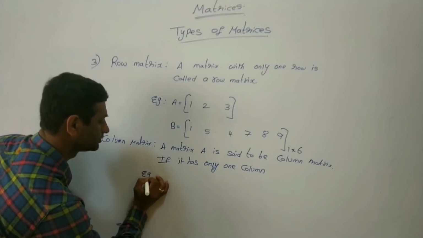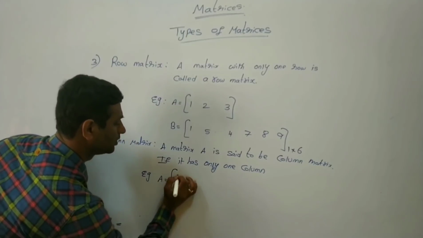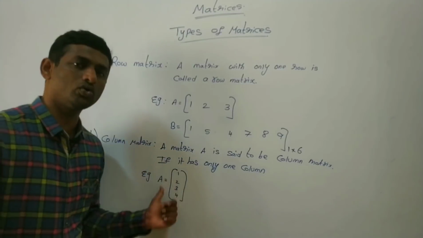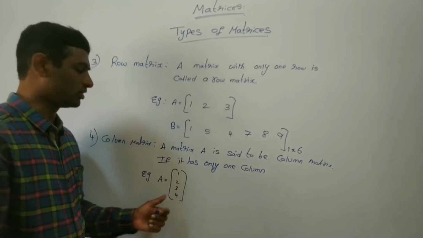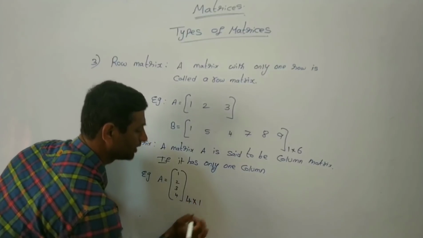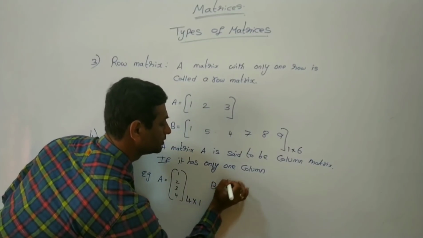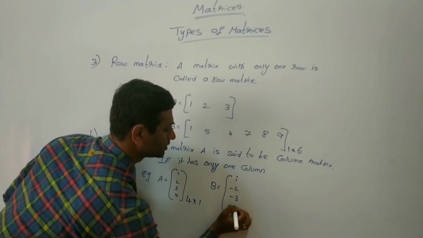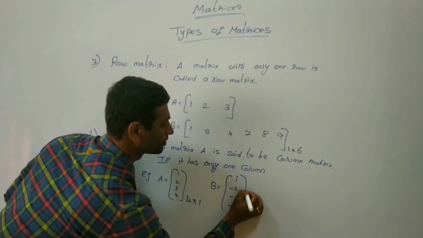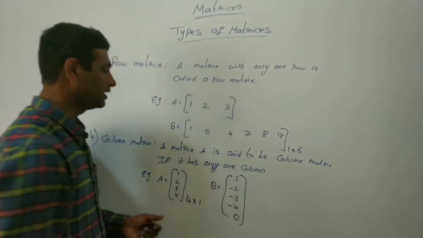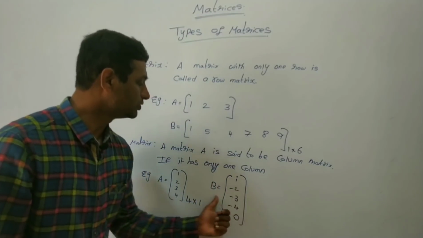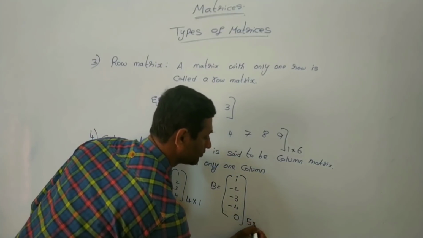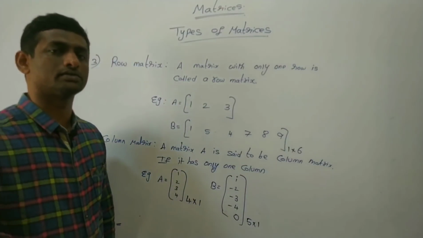Example, A is equal to 1, 2, 3, 4. As it has 4 rows but only one column, the size of the matrix is 4 by 1. One more example: 1, minus 2, minus 3, minus 4, 0. Then how many rows does it have? 1, 2, 3, 4, 5, but only one column. So it is a matrix of size 5 by 1.